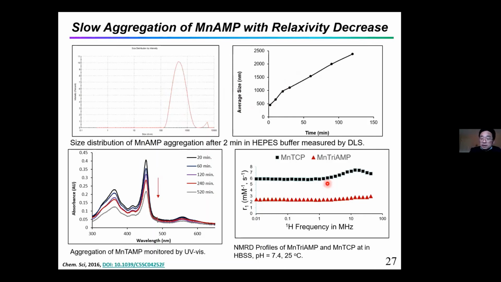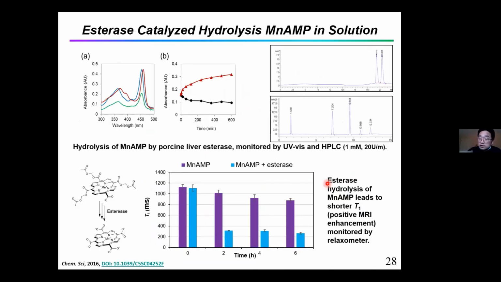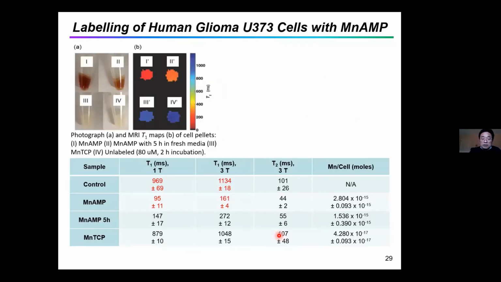Once you introduce the enzyme, the esterase, into the solution, you see that the agent will be activated and become more water soluble, and therefore the UV-vis will increase back. And you can also detect these hydrolysis beautifully by HPLC, of course. This will change the retention time drastically. You can see the intermediates formed one by one over time. And most importantly, when these are hydrolyzed, of course, the relaxivity also comes back, and the T1 will become shorter.